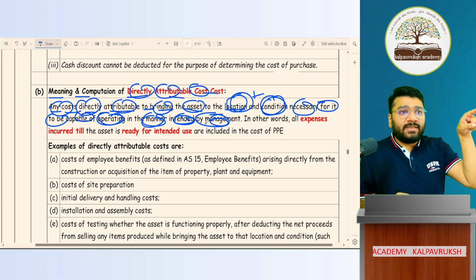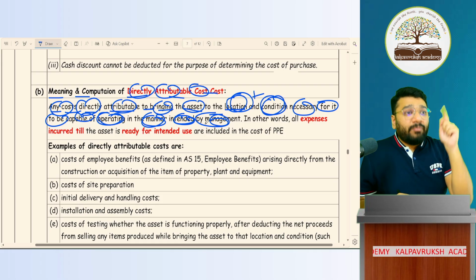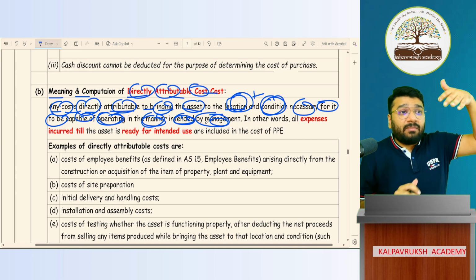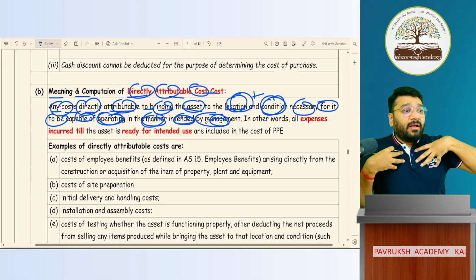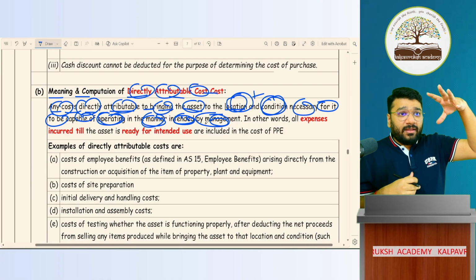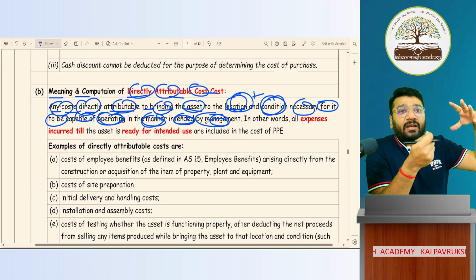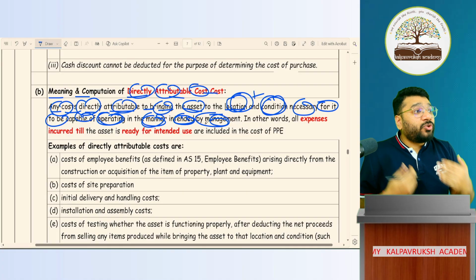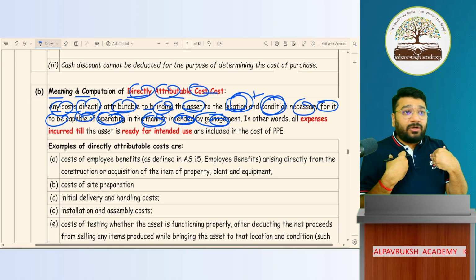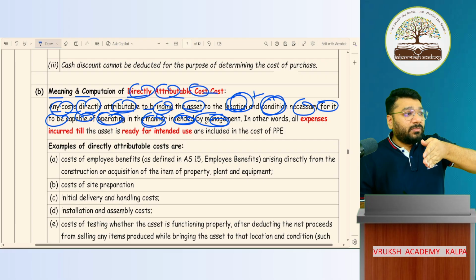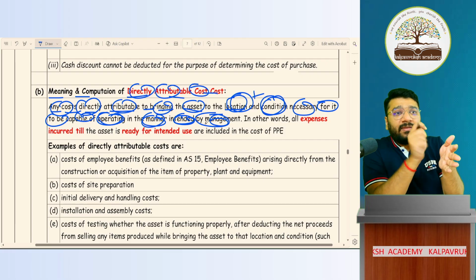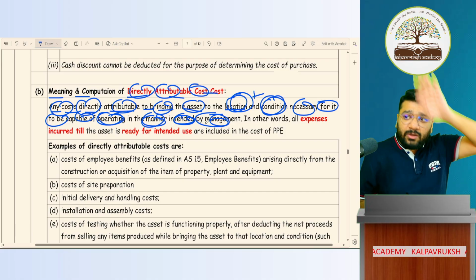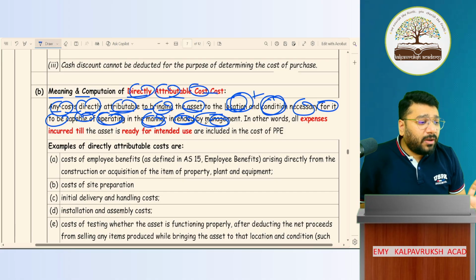So is trial run cost included? Yes. Why are they doing a trial run? Because I'm not satisfied with how the machine is operating. So till I get the machine to function that way, they'll keep on adjusting the machinery. For that, cost will be incurred. That cost is also a part of my cost of PPE. So as per my desire, how the machine is to work. Up to that stage, all the expenses you incur to condition the machine are part of your cost of PPE. Got it, not got it?